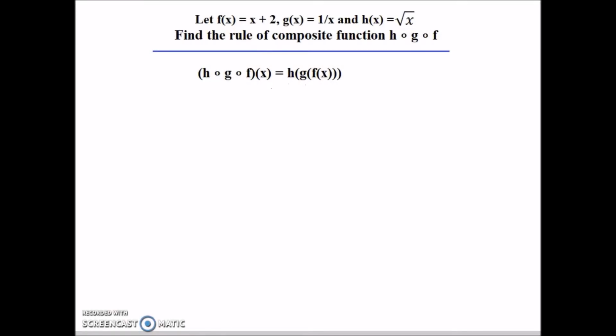This is going to feature composite functions, and what we are going to do is to come up with a rule. And we have here the actual functions. So we have f of x equals x plus 2. So the function of x is x plus 2. g of x is the reciprocal of x, and h of x is just root x.